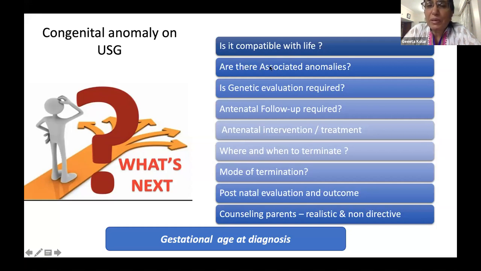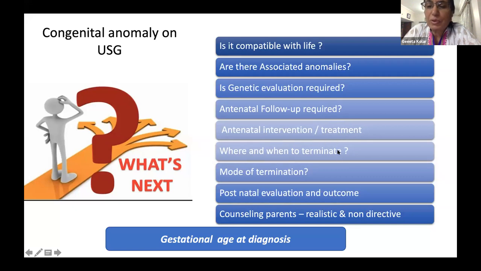We look at any associated abnormality. So we ask, is it isolated? Is it associated with syndromes or other abnormalities? Do we need any genetic evaluation? Does this fetus need any antenatal follow-up, like a diaphragmatic hernia? We need to follow up to see what is the lung growth rate. Are there any antenatal interventions or treatment available today? We have a lot of procedures like EXIT and ECMO, which are neonatal, but there are a lot of intrauterine surgeries also being done today.